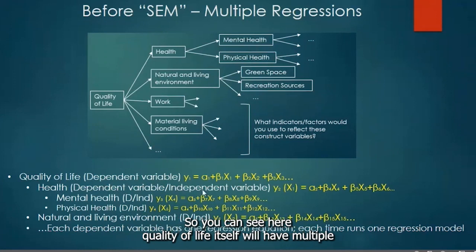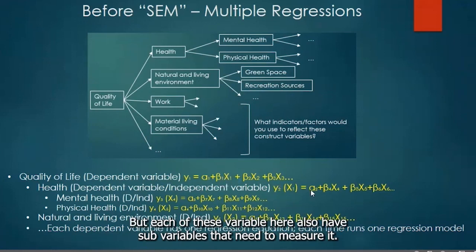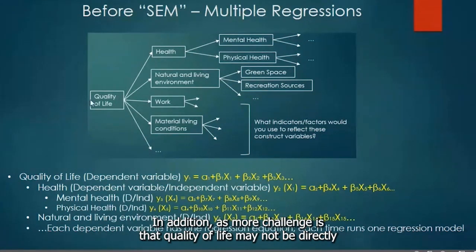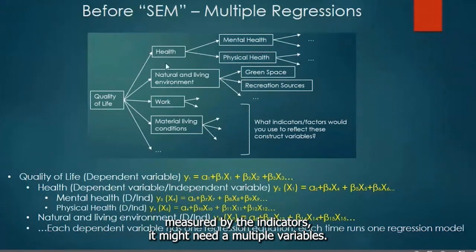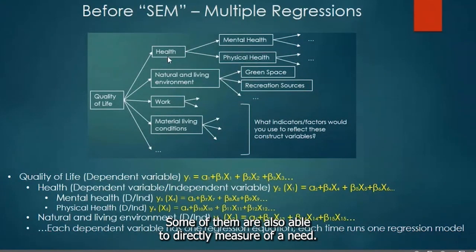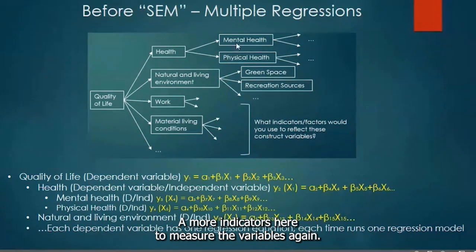As you can see here, quality of life itself will have multiple indicators or variables involved. But each of the variables here also has sub-variables that need to measure it. So we will have a group of regressions. In addition, the more challenging part is that quality of life may not be directly measured by the indicators. It might need multiple variables. But look at all these multiple variables. Some of them cannot be directly measured. It needs more indicators here to measure the variables again.